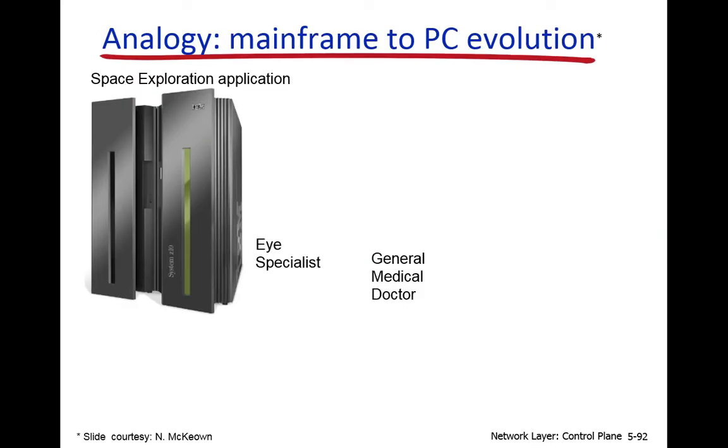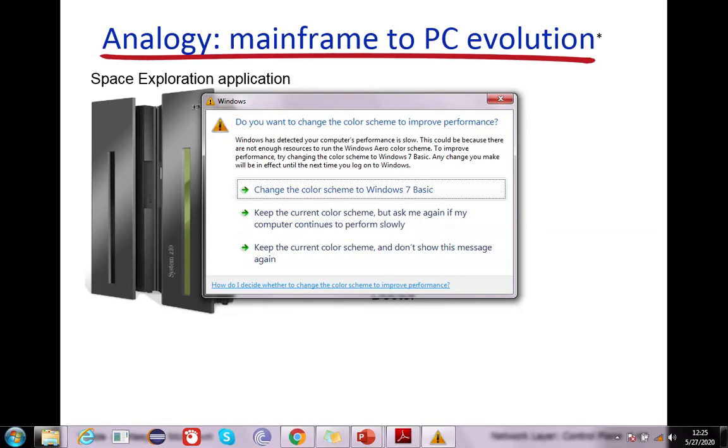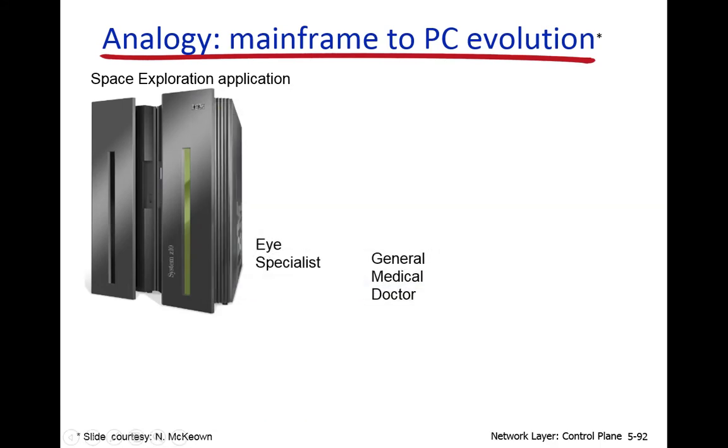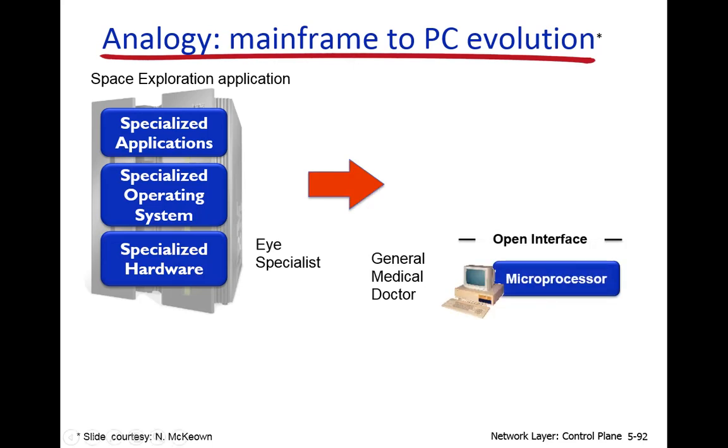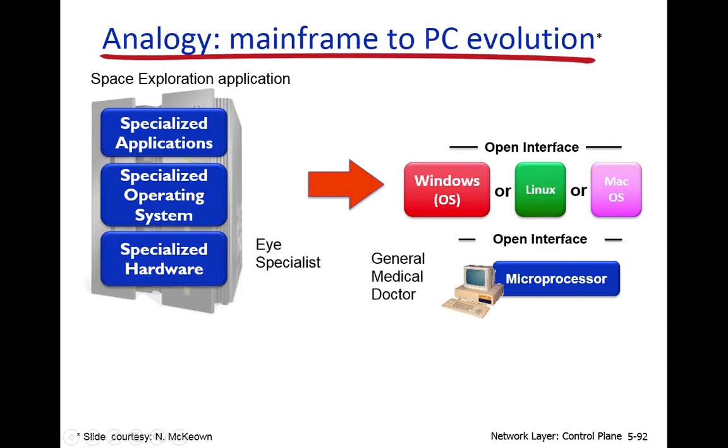Okay, so let me explain again the advantage of SDN through an analogy. Suppose we have specialized hardware, we have a specialized operating system and we have specialized applications. So if this is the architecture, this is the computer which is used for a space exploration application.